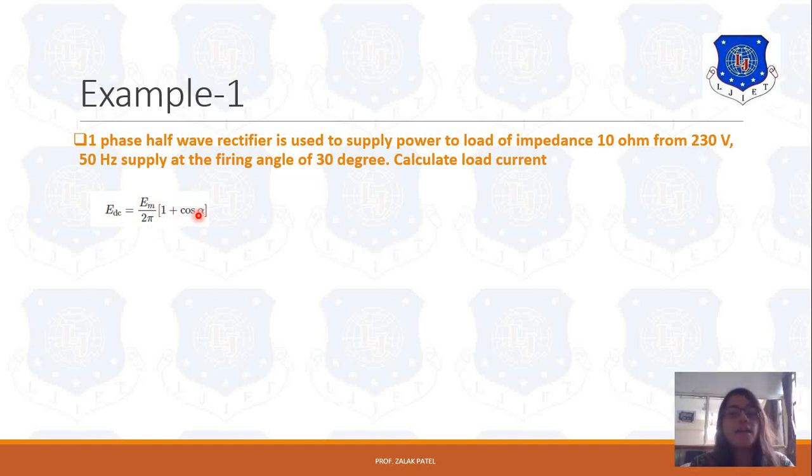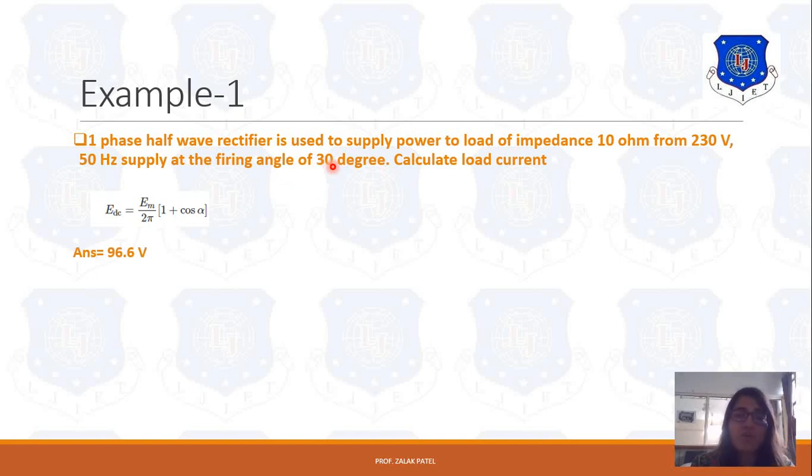Now we put all the values in the equation. First of all, Em will be the maximum voltage, but over here the RMS value is given. The RMS value is equal to the maximum value upon root 2, so the maximum value is 230 into root 2. So you have to put 230 into root 2 upon 2 pi into 1 plus cos 30 degrees. It will come out to be 96.6 volt.